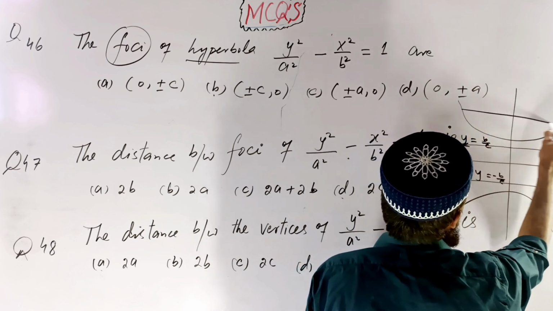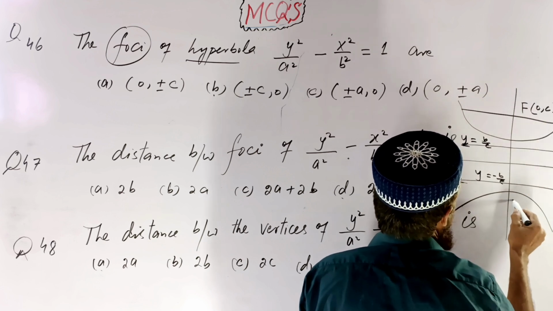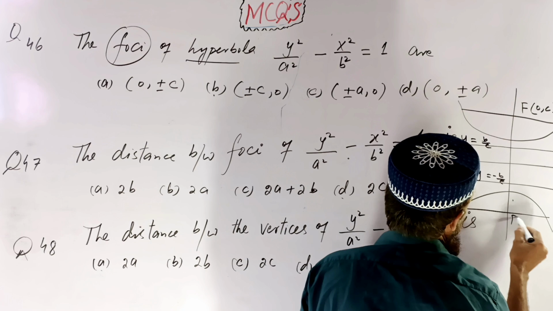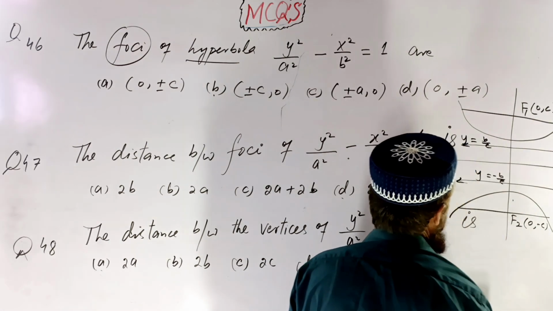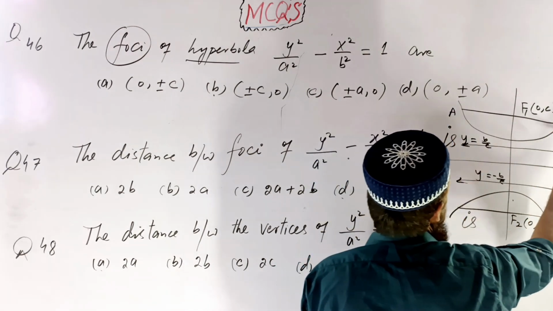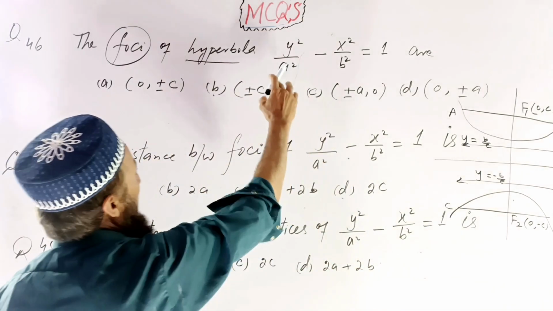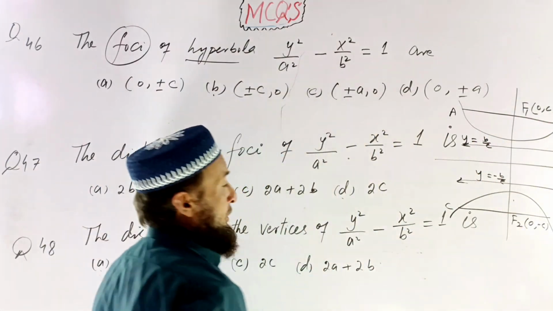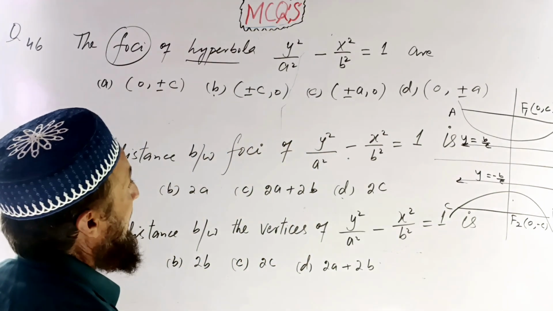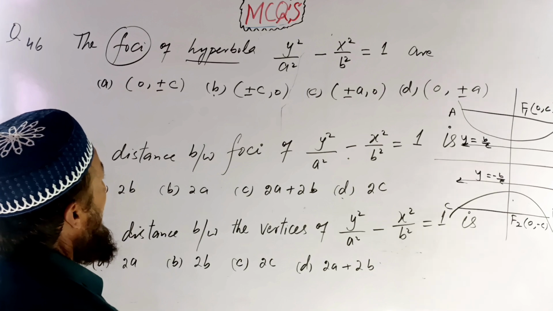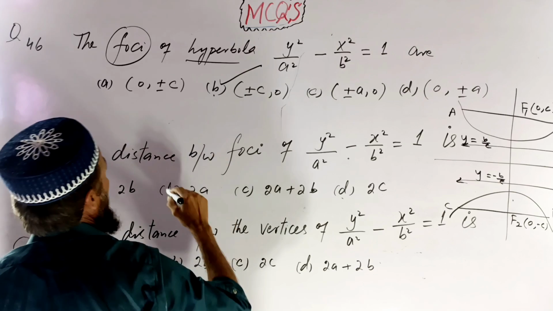And here the points are the foci, 0 and C, and F1 and F2, 0 and minus C. These are the points A and B and C and D. So that is y square divided by a square, the conjugate hyperbola. So here the foci are along the y-axis, but here A is greater than B. So option B is the correct option.